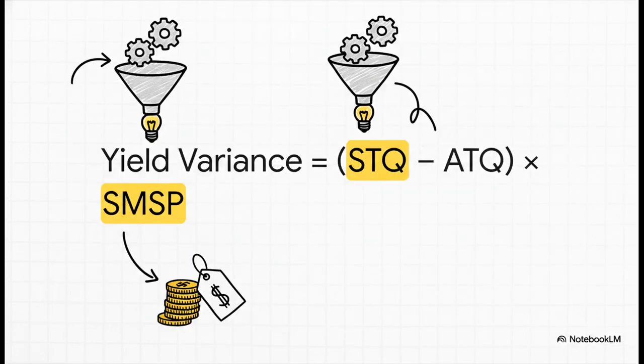And the formula shows this perfectly. We compare the standard total quantity, or STQ, that's the total amount of stuff we should have used, against the actual total quantity, or ATQ, which is what we did use.